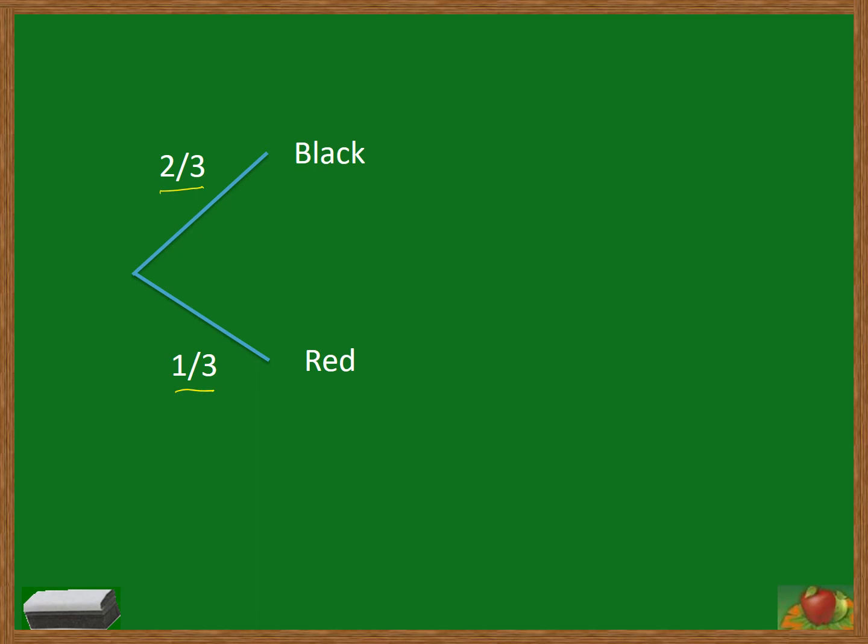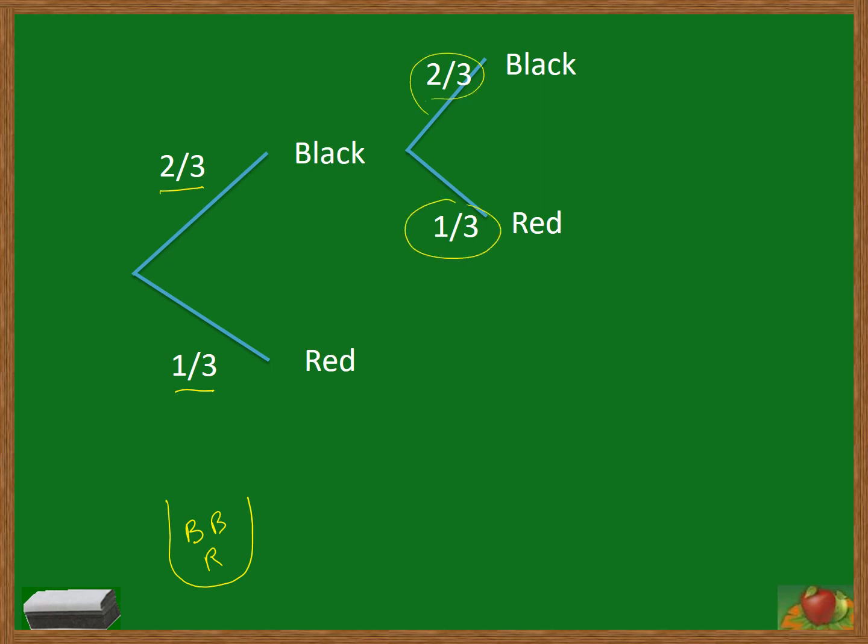I'm going to put that marble back in. So again, my jar still looks the same. I have 2 blacks and a red again. So then on my second draw, after I draw black, I could either draw another black or I could draw red. The probability again is 2/3 and 1/3 because they haven't changed. And then if I draw red first, then the probability of black is 2/3 and the probability of red is 1/3.